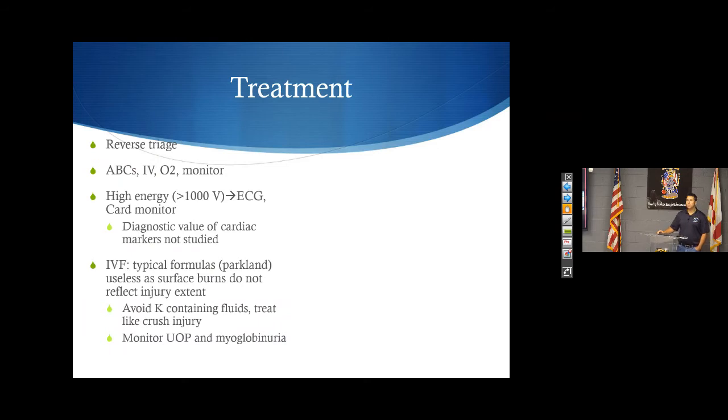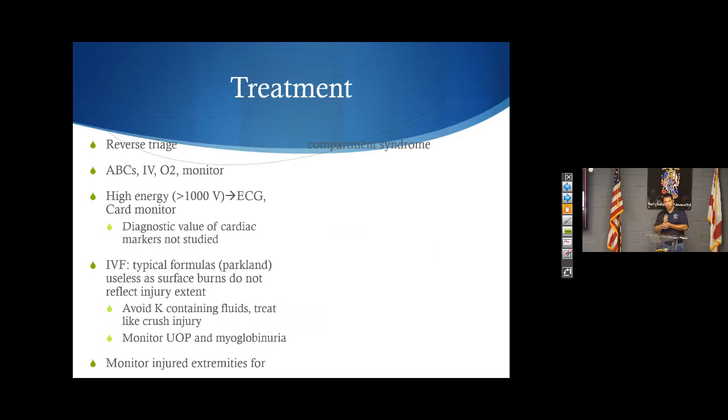Avoiding potassium-containing fluids. All right, Chief brought this up. We're going to treat it like a crush injury. There's going to be a lot of cell destruction that occurred. And again, monitor urinary output. Let's see, we're going to continue to monitor for compartment syndrome.